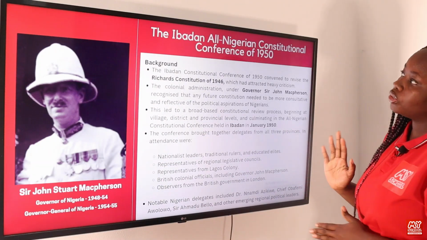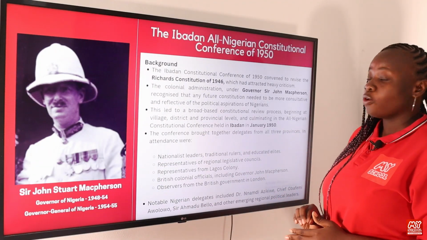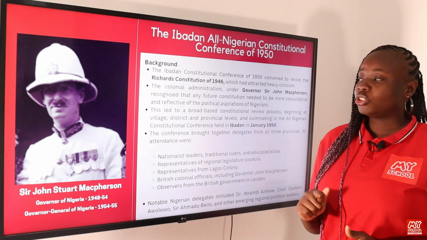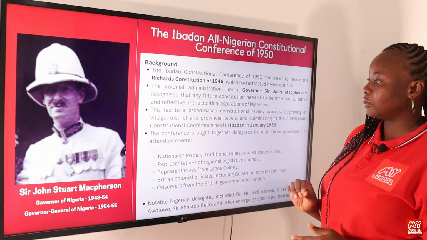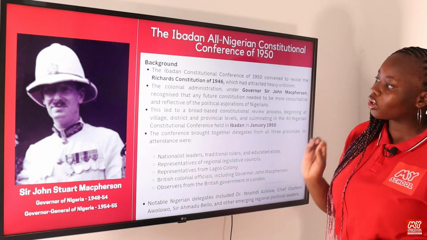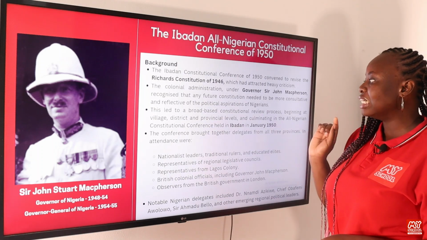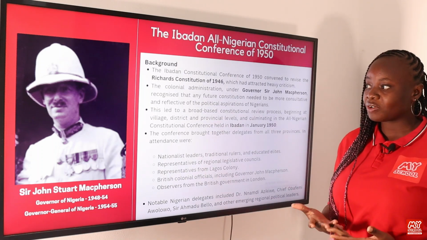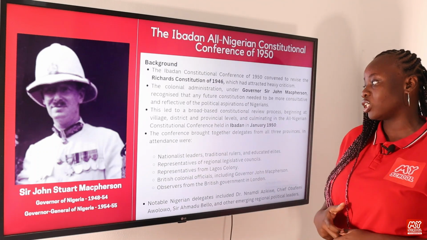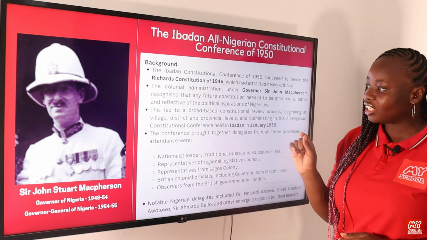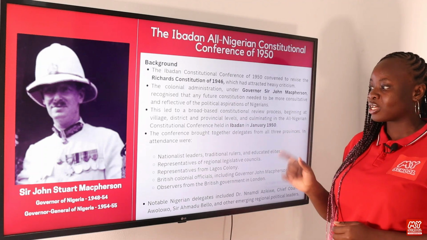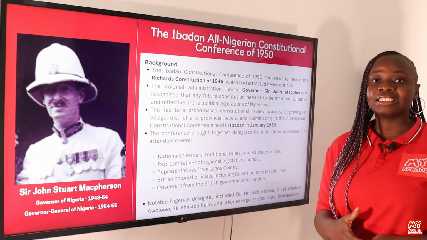All right, so we're going to discuss the Ibadan All-Nigerian Constitutional Conference of 1950. So it was convened to revise the Richards Constitution, which had attracted heavy criticism. The colonial administration under Governor Sir John Macpherson recognized that any future constitution needed to be more consultative and reflective of the political aspirations of Nigerians. And so this led to a broad-based constitutional review process, beginning at village, district, and provincial levels and culminating in the All-Nigerian Constitutional Conference held in Ibadan in January 1950.